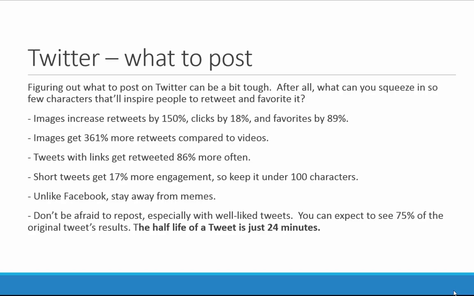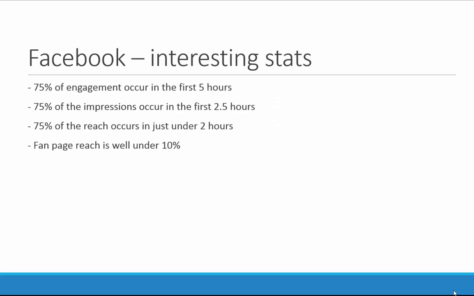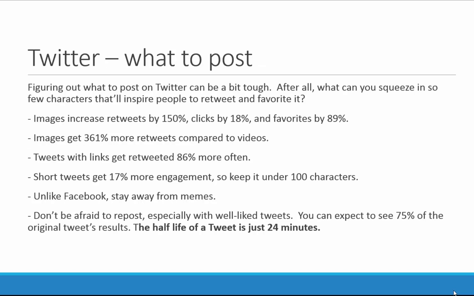And you know how I said earlier that the half-life for Facebook engagement, the reach is hit in just 2 hours? Look at what the half-life is here for Twitter. 75% of the results of a tweet come in the first 24 minutes. So you get guys like Guy Kawasaki. He'll post the same tweet 4 times a day just because he knows that it truly is a fire hose. And if someone's not looking at that instant when your tweet goes live, it gets lost. And so it's okay to retweet the same thing more and more and more.